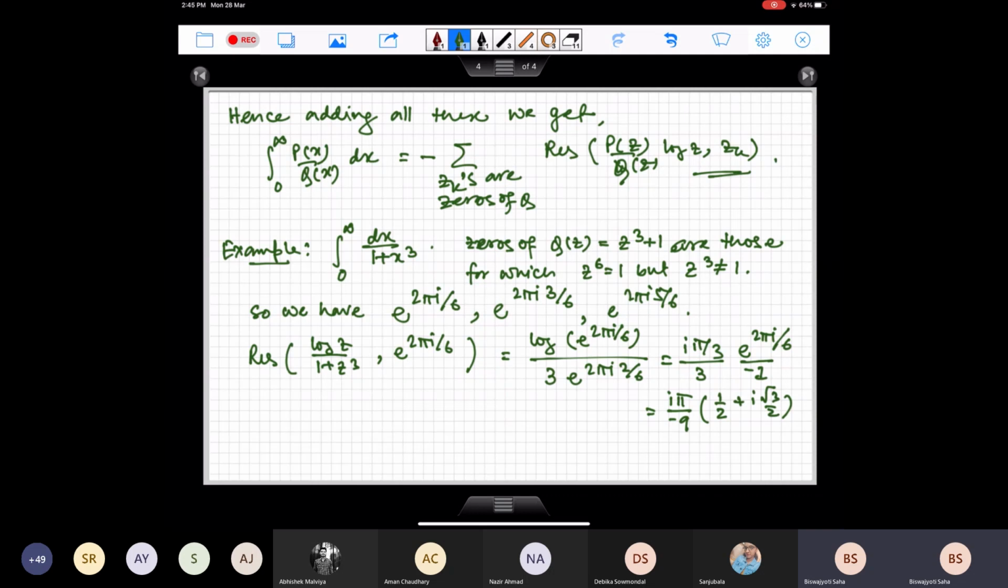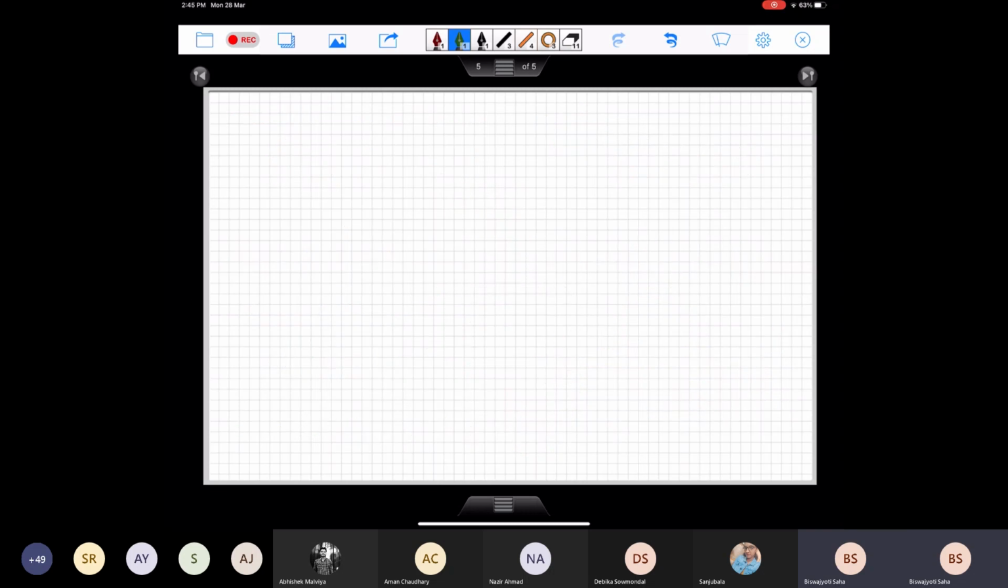What about the other ones? Similarly, you can calculate. I'll write down the values. The residue of log z divided by 1 plus z cubed at e to the power i pi already. This one will be very simple. That's log of e to the power i pi divided by 3 e to the power 2 i pi. So that's i pi by 3. Very simple.